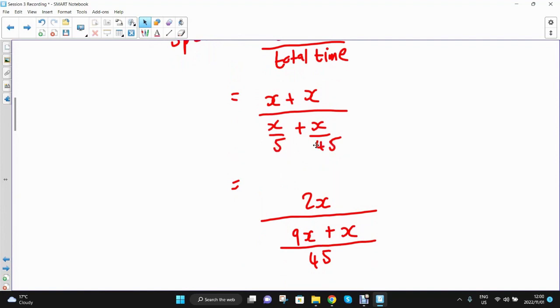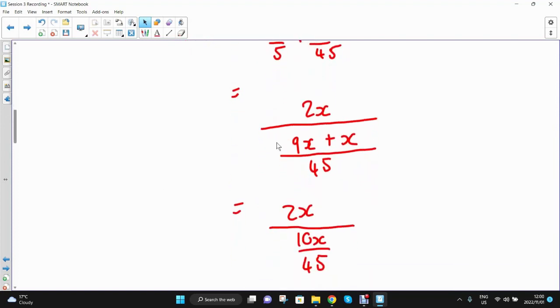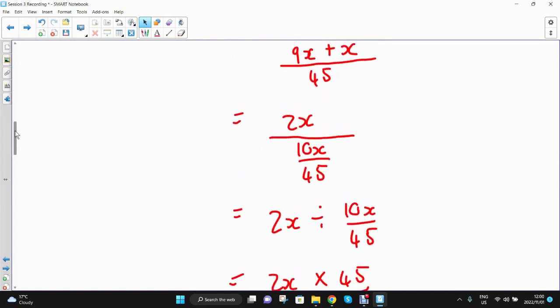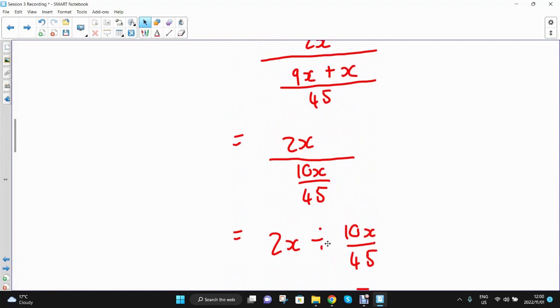So what I did here was I took a lowest common denominator of 45. I then multiplied my numerators by what is missing, basically getting both denominators to 45. And you can see my numerator, I just simplified that to 2x. Then you can also add 9x plus x to give you 10x. And this is going to be a little bit of a times and tip situation here. So this is 2x divided by this fraction. So you'll see that I took the division line and changed it to a division sign just to make it easier for you to see what's happening here.